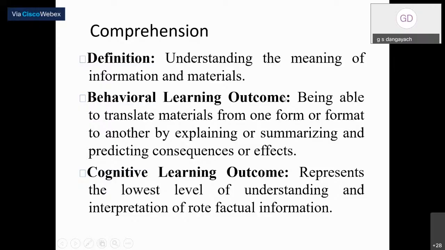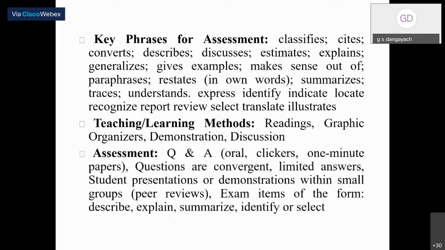So this is how we can judge. Being able to translate materials from one form to another by explaining, summarizing, and predicting consequences or effects. So understanding means this. What we can judge as better understanding is this translation from one form to another form. Cognitive learning outcome: it represents the lowest level of understanding and interpretation of rote factual information. Key phrases for assessment means keywords which can be used for assessing comprehension.